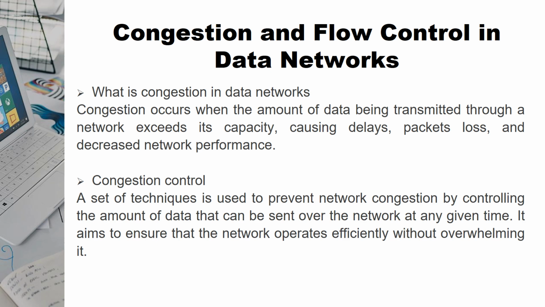Imagine a highway with a maximum capacity of 100 cars per hour. If 150 cars try to use the highway at the same time, congestion occurs, leading to traffic jams and delays. Similarly in a network, if too many devices try to transmit data at the same time, congestion occurs.